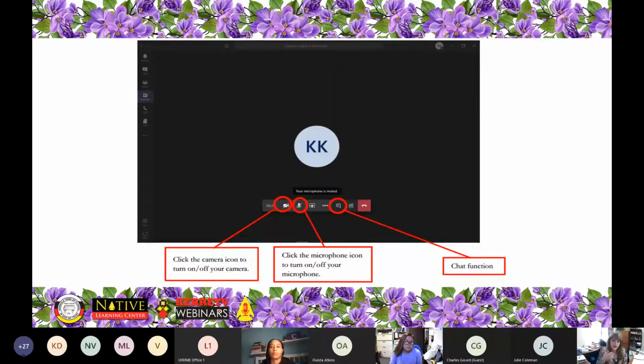And then just keep in mind that the red button to hang up is literally to leave the call. So unless you're trying to do so, I definitely recommend avoiding that button.